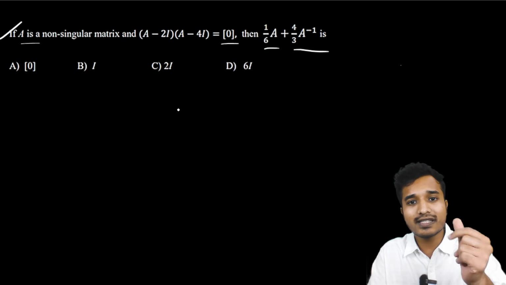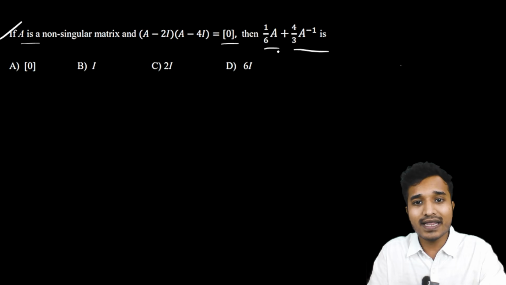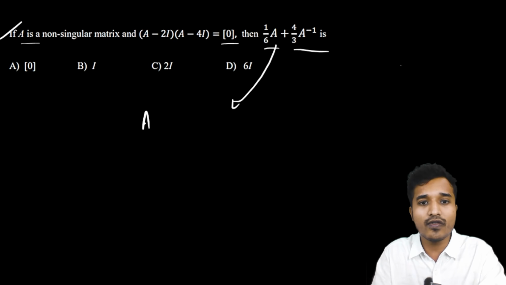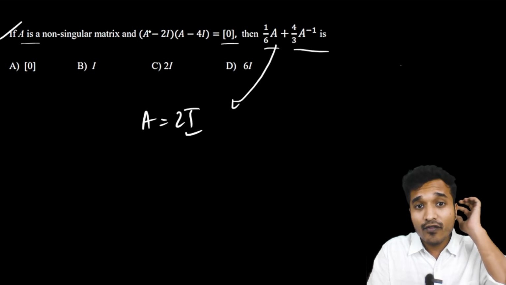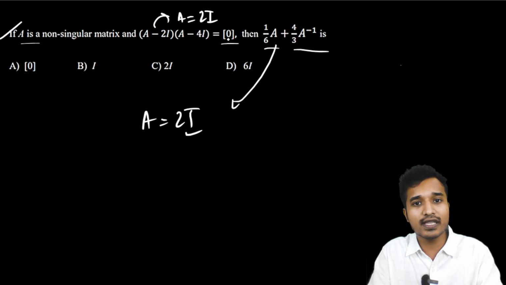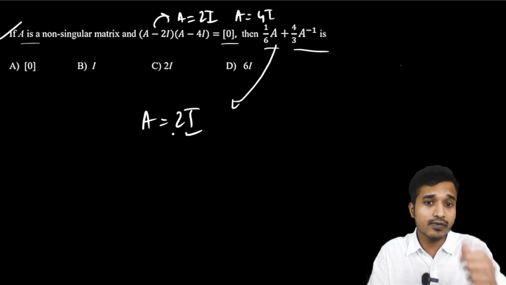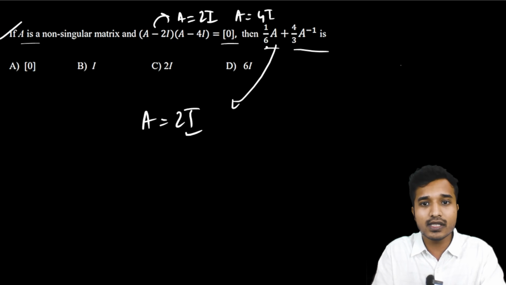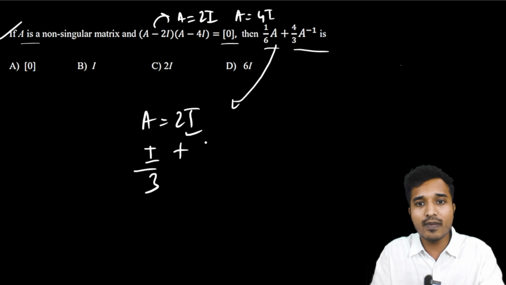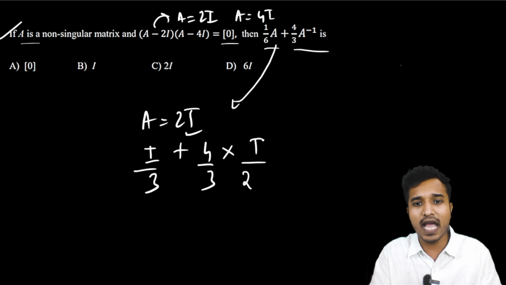Here we can do this question within a few seconds without even picking up the pen. Now for that you need to simply substitute the value A is equal to 2I, because from here we can simply see that A is equal to 2I is also satisfying this equation, and A is equal to 4I is also satisfying this equation. So if we substitute A is equal to 2I, this becomes 2 by 6 into I, which will be I by 3. And this part will be 4 by 3, A inverse will be 1 by 2I, and I inverse will be also simply I only.